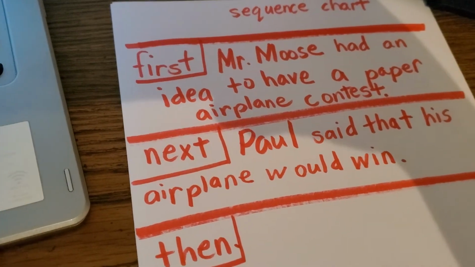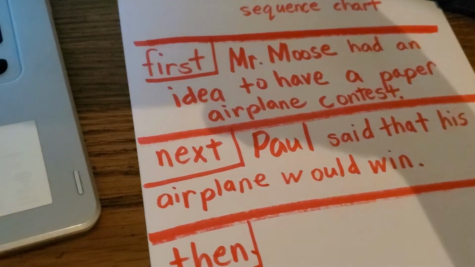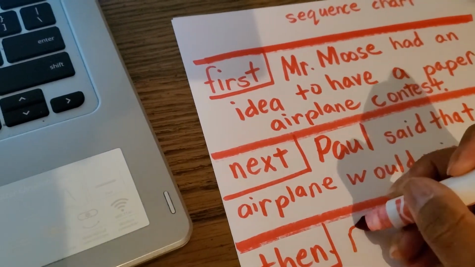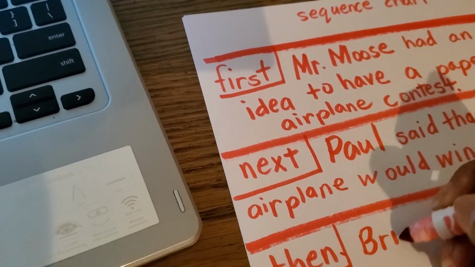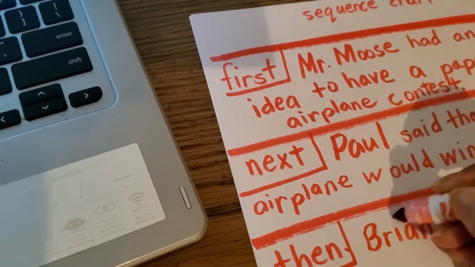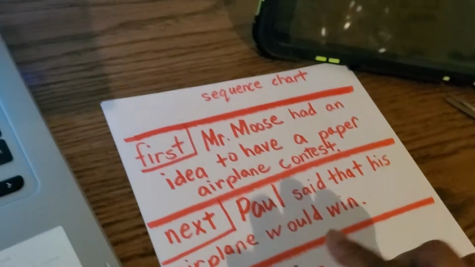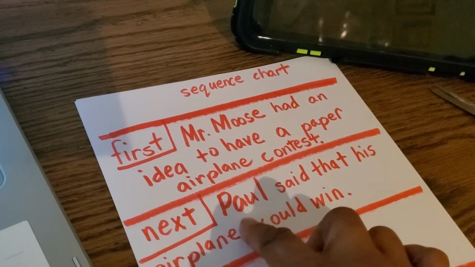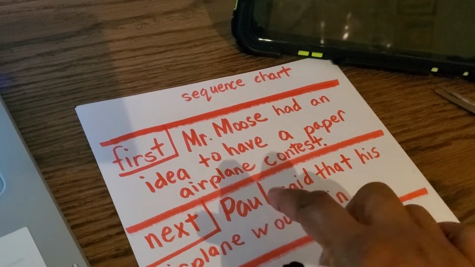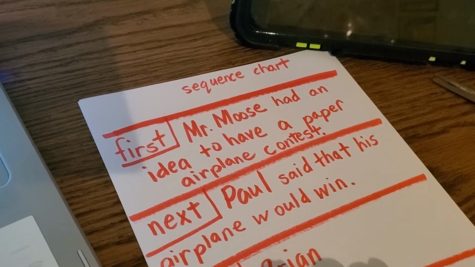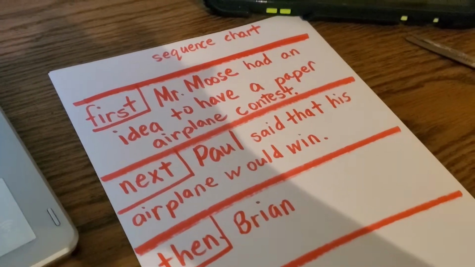You go back to the passage. Oh, I started you off with this one. Let me help you out. The next character is Brian. Now, you're going to tell me what Brian said and what Brian did. After he heard what Paul said, so he's the strongest, he's on the wrestling team. He just knows that, hey, my airplane's going to win. Brian said something.